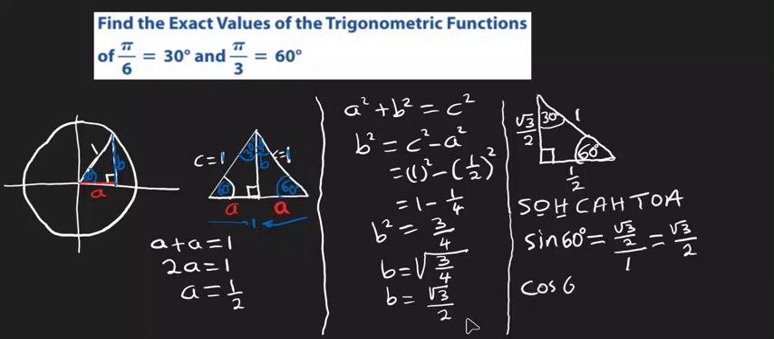Cos 60 degrees will be our adjacent, which is this 1 over 2 here, divided by our 1 there, which is the hypotenuse. Then we have 1 over 2 divided by 1, which is simply 1 over 2.